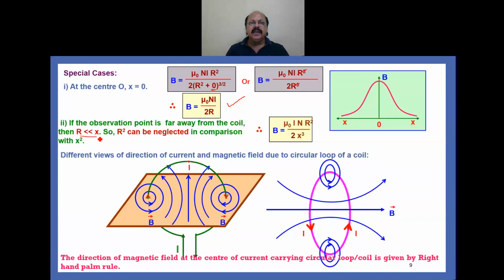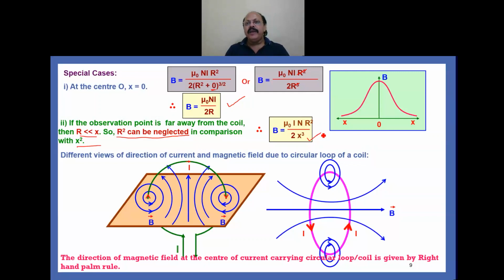In that condition, r square can be neglected in comparison to the x square. So here in this formula, this r square can be neglected, only the x square is left in the original formula. So you will get B equal to mu naught I n r square upon 2 x cube. So this is the second case.